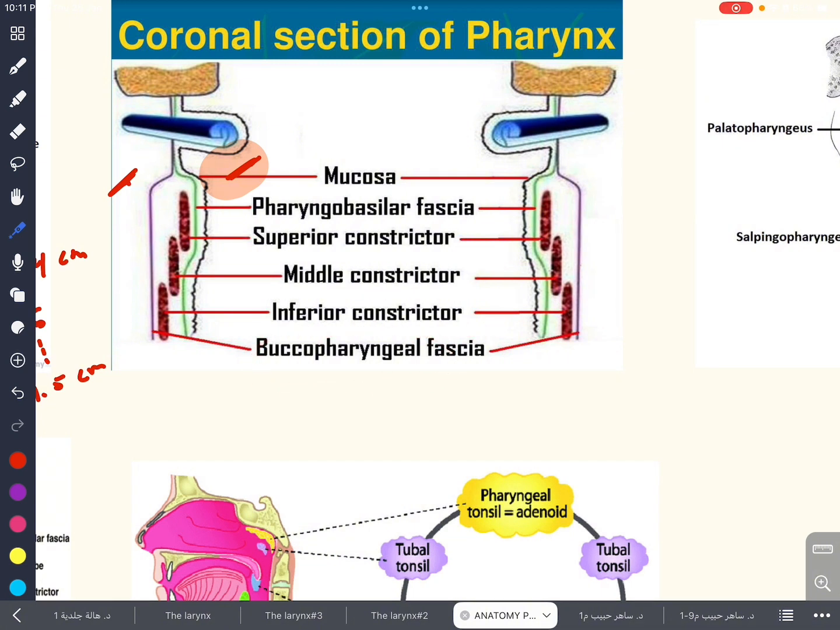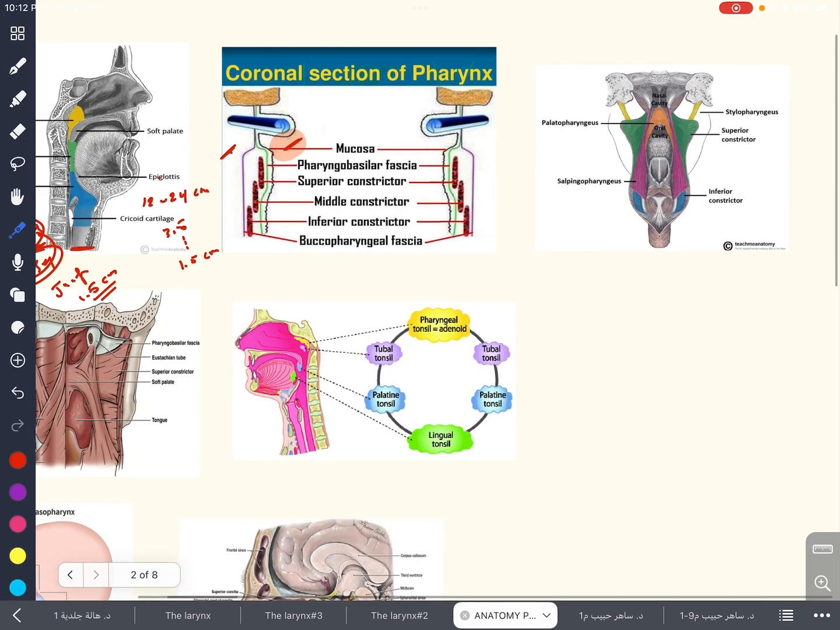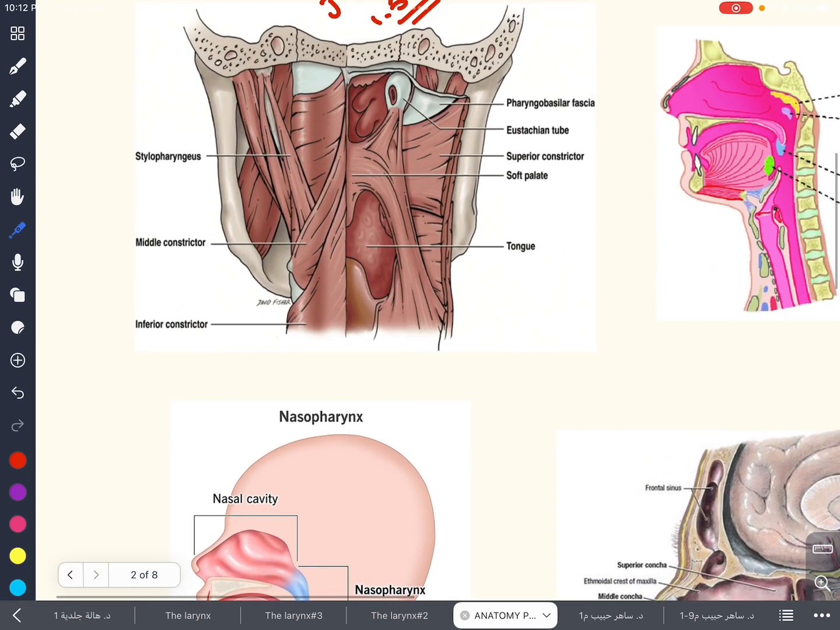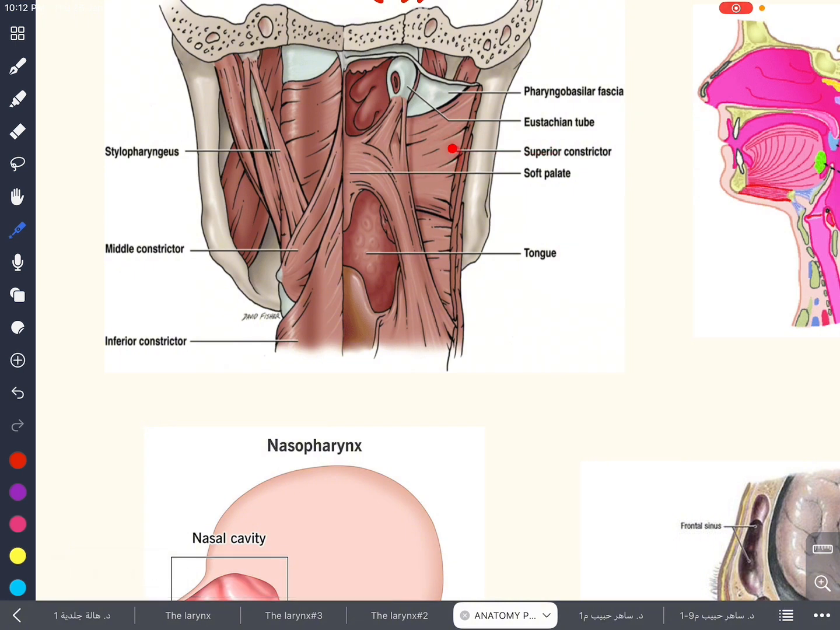Here is the structure of the wall of the pharynx, and I will comment on the muscular layer. It is composed of two groups of muscle, the intrinsic group and the extrinsic group. Regarding the extrinsic group, we have the superior constrictor muscle, middle constrictor muscle, and inferior constrictor muscle. I will show you more clearly in these pictures. This one is the superior constrictor muscle, this is the middle, and this is the inferior constrictor muscle. It is from the pharyngeal wall, and it is considered an extrinsic group of muscle.